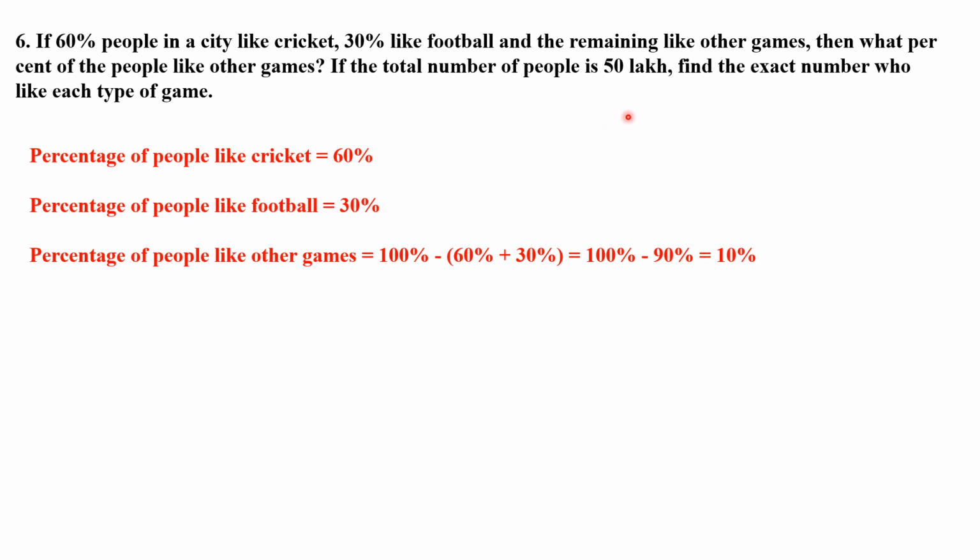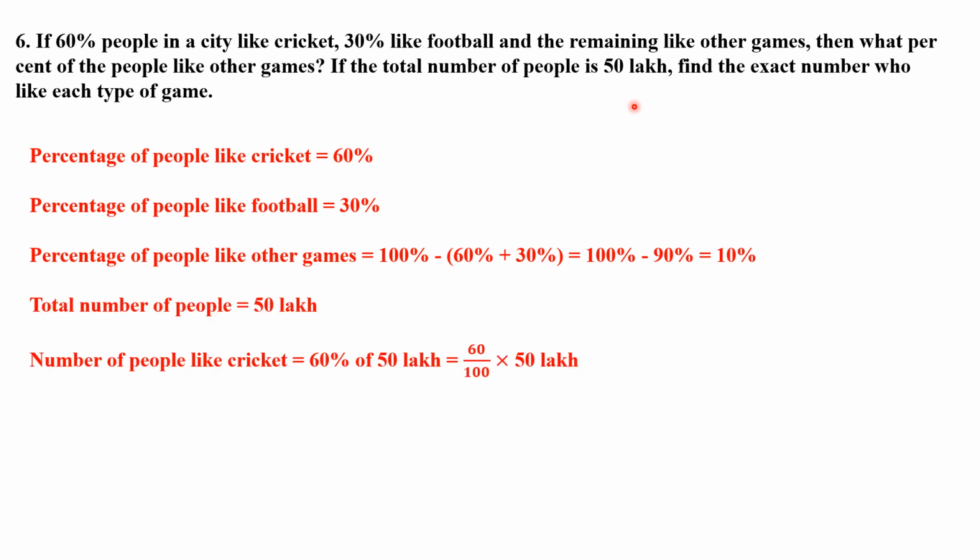We'll find the number of people who like cricket first. The percentage is given, so the number of people who like cricket will be 60% of 50 lakh. Now we reduce 50 and 100: 50 times 1, 50 times 2, and 60 divided by 2 is 2 times 1, 2 times 30. So the number of people who like cricket is 30 lakh.